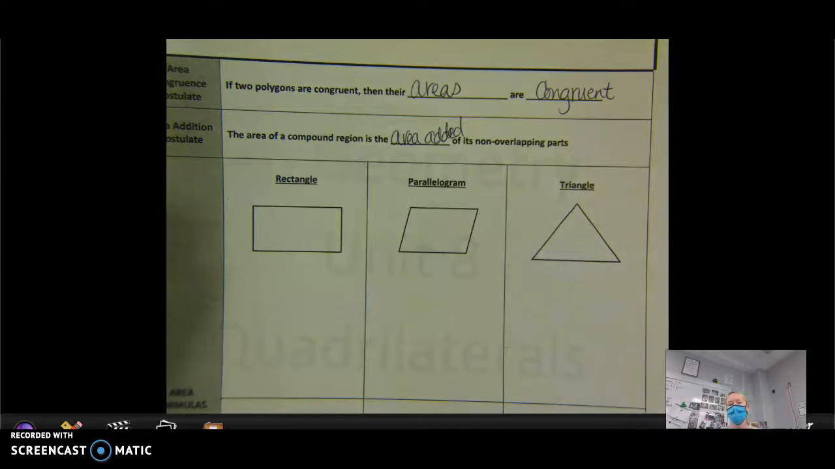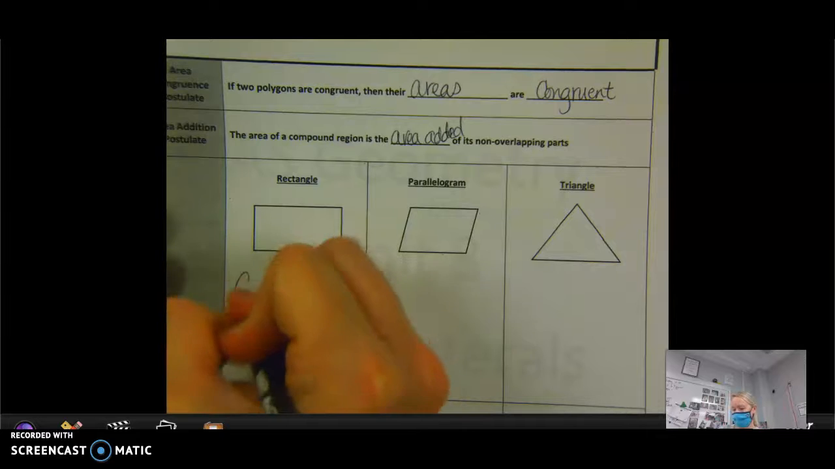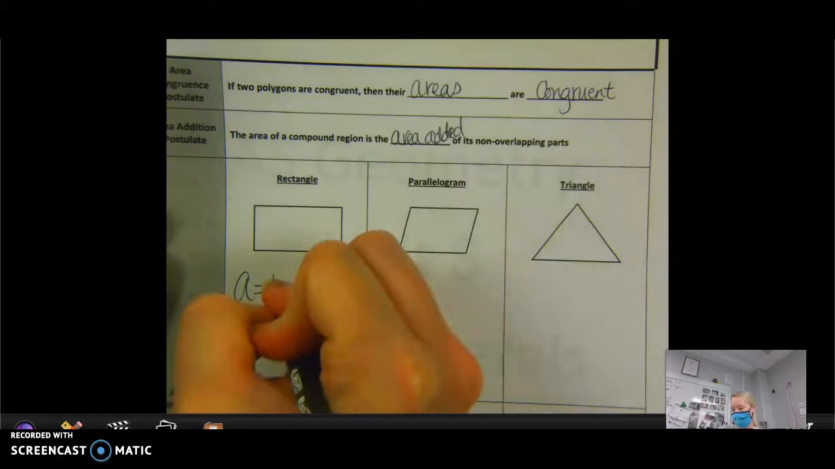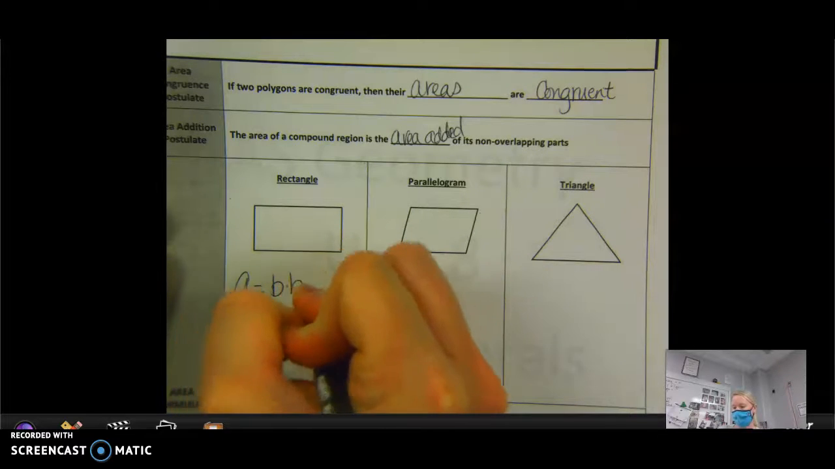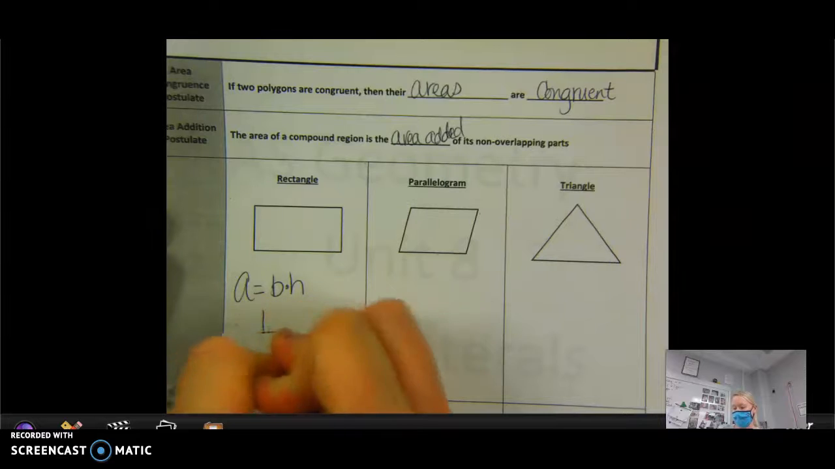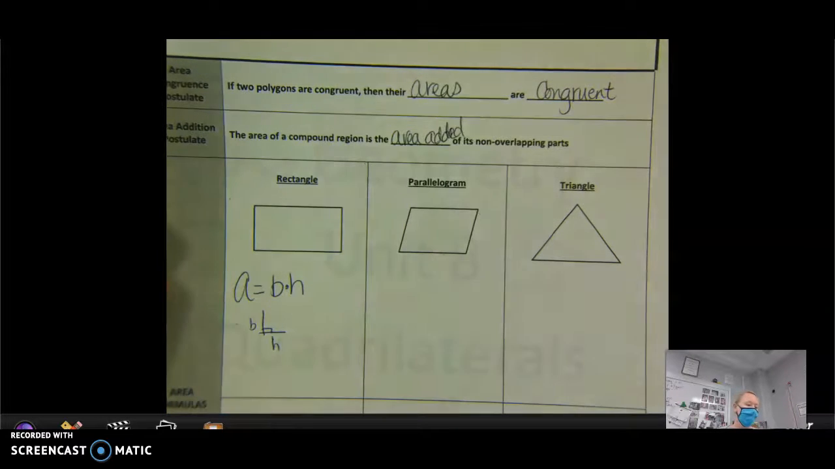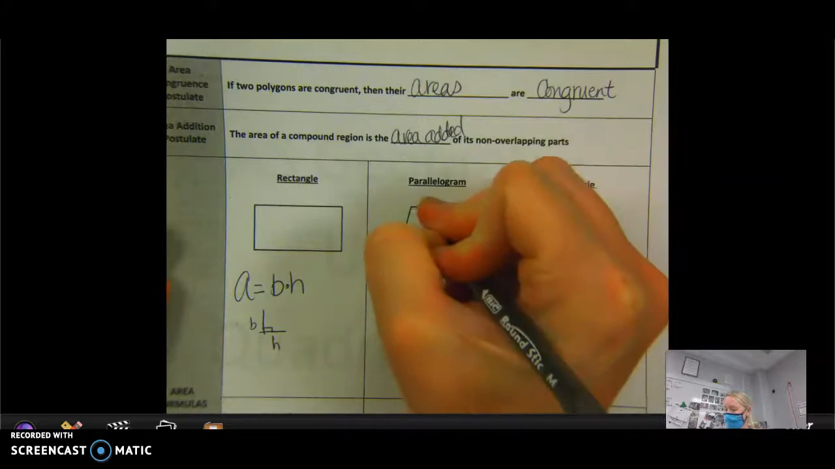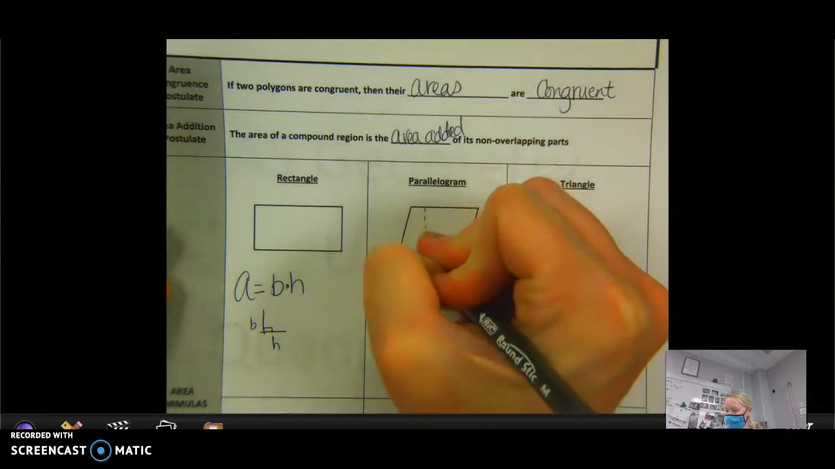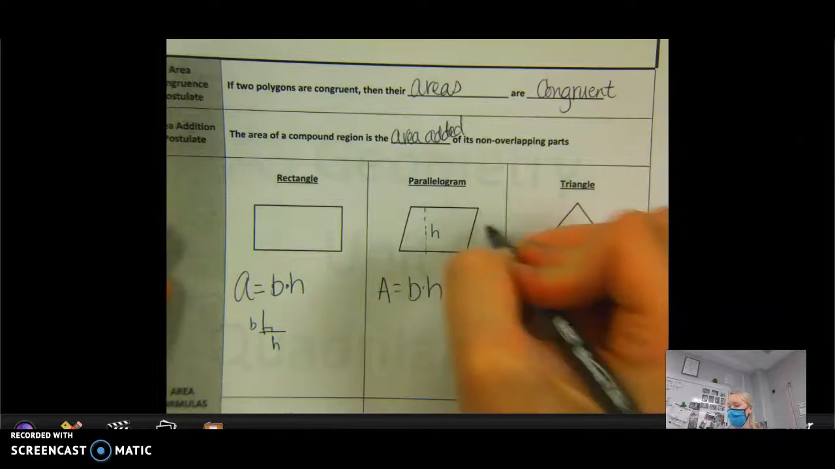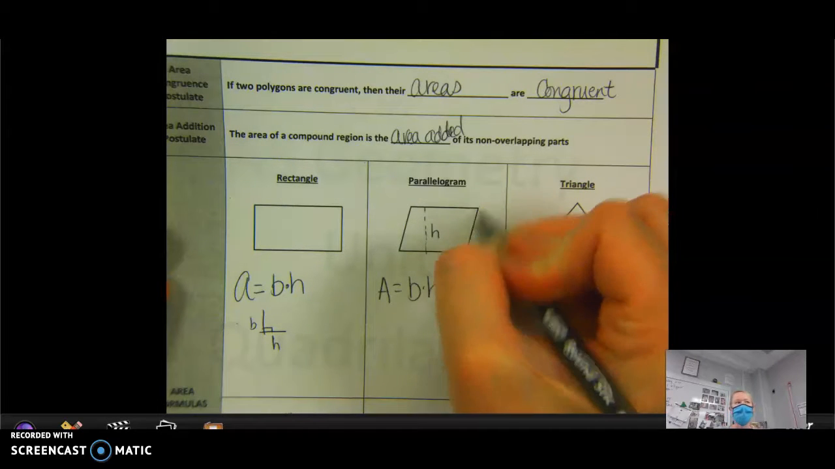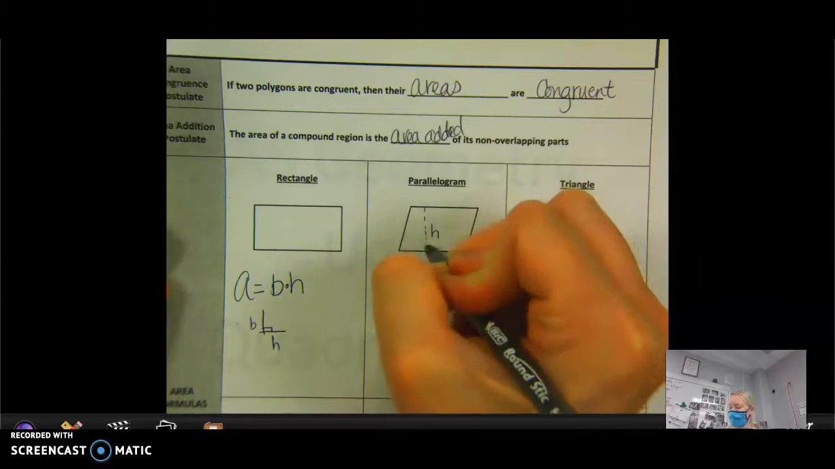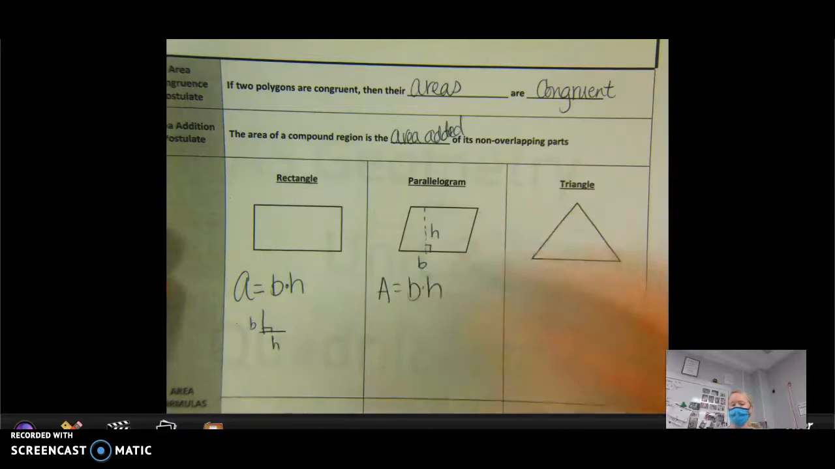Formula. What's the formula for area of a rectangle? Length times width, base times height, either one, right? But remember, they have to make a 90-degree angle. Okay. Parallelogram. What's the area of a parallelogram? Yeah, same. But you gotta be careful because this would be the height. It is not the slant height. This is what we call the slant height, but we want the 90-degree angle height and base, right?